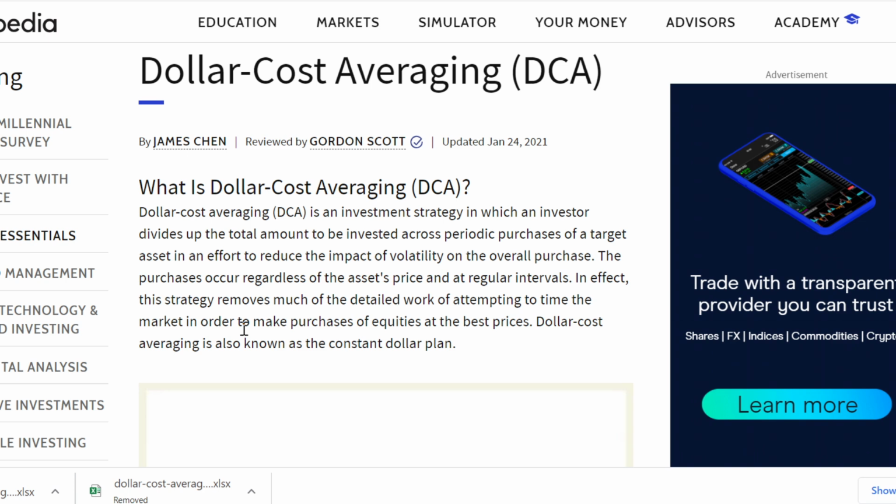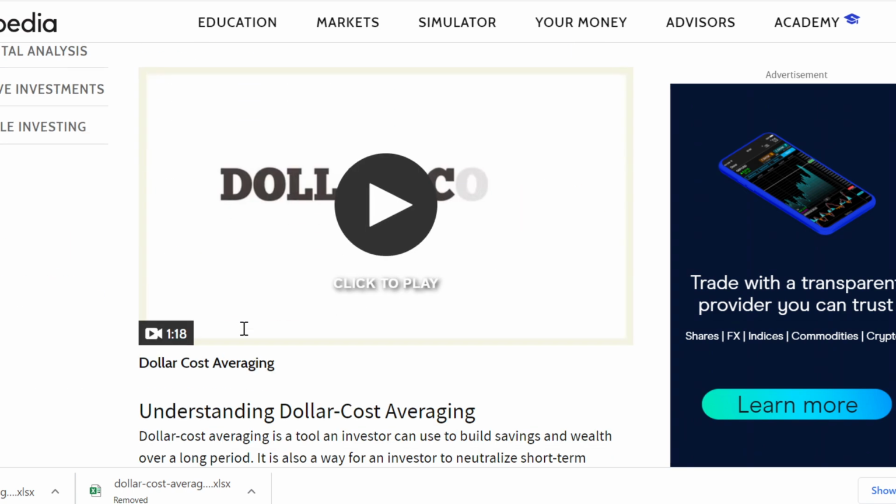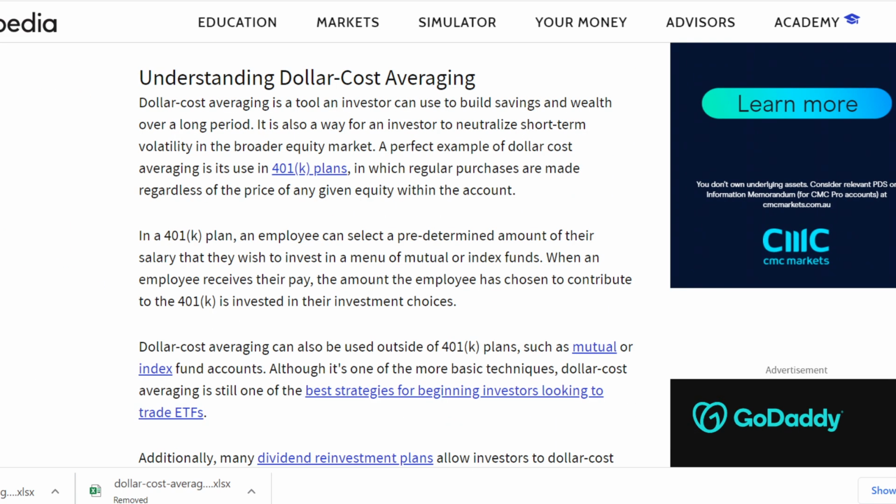So, dollar cost averaging, or DCA, is an investment strategy in which an investor divides up the total amount to be invested across periodic purchases of a target asset in an effort to reduce the impact of volatility on the overall purchase. Essentially, you would pick the 5th of every month. Without a doubt, every single time on the 5th of every month, you would go and put in a certain amount. Very robotic, one thing after another. There's no emotion attached to it.